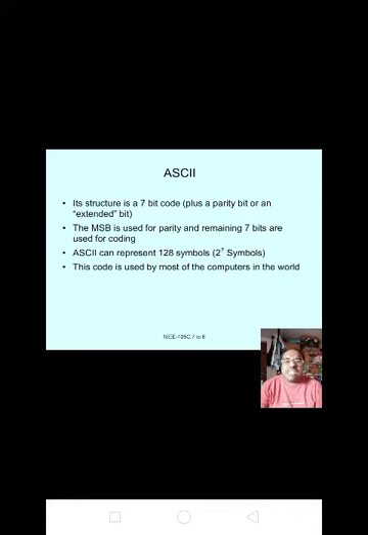Its structure is a 7-bit code plus a parity bit or an extended bit. The MSB is used for parity and the remaining 7 bits are used for coding. ASCII can represent 128 symbols, 2 power 7 symbols. This code is used by most of the computers in the world.